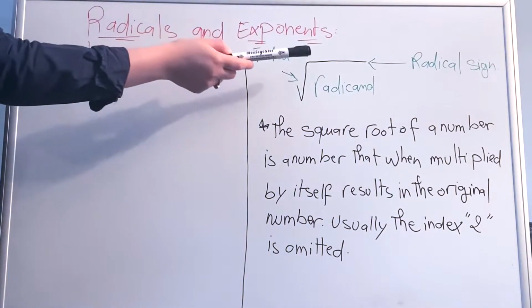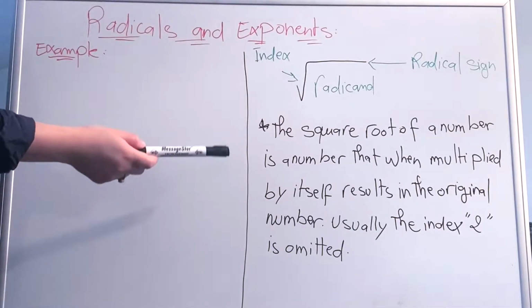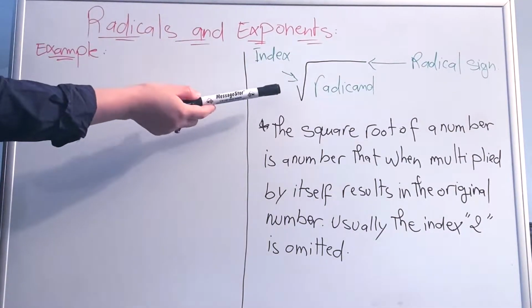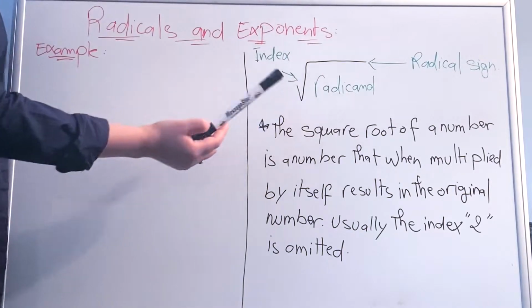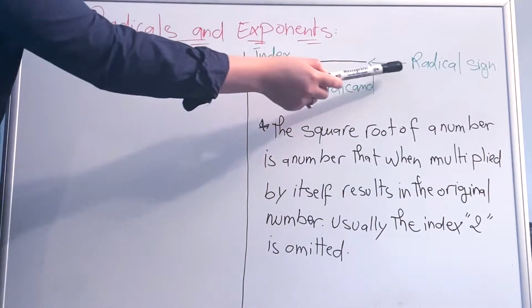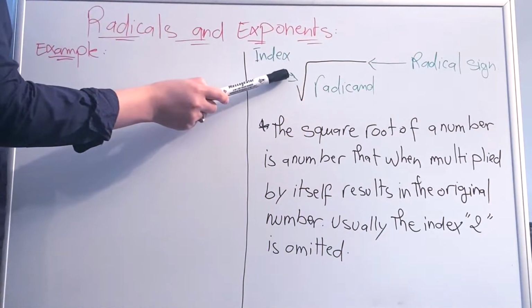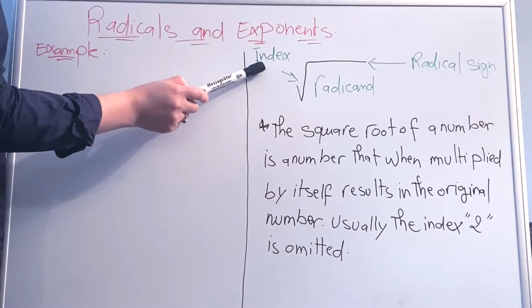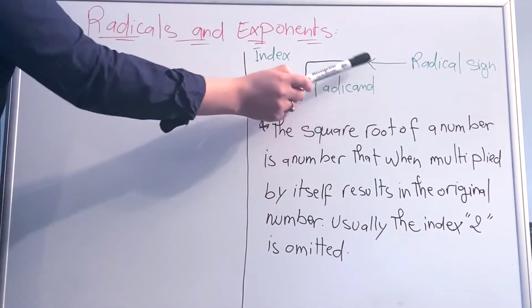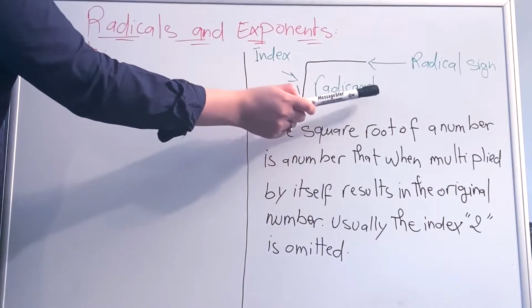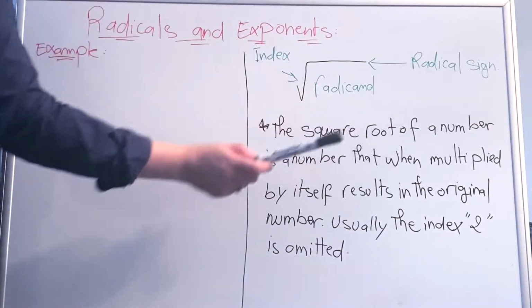Radicals and exponents. First, let's know what the radical means. The radical is the expression, whereas the symbol is the radical sign, the number on the top of the symbol is the index, and what's inside the radical is called the radicand.